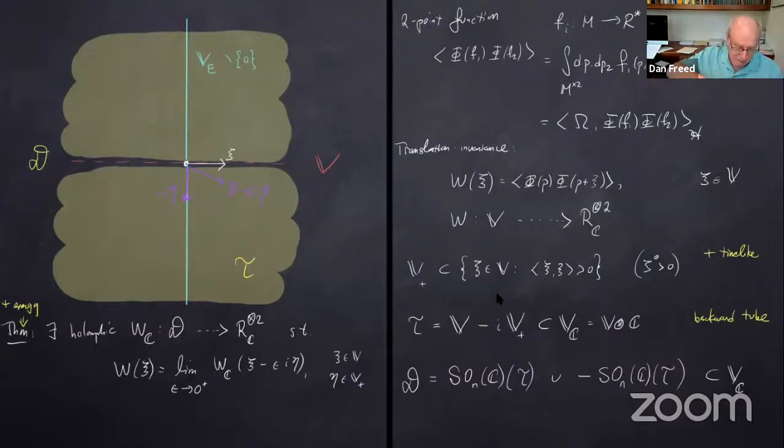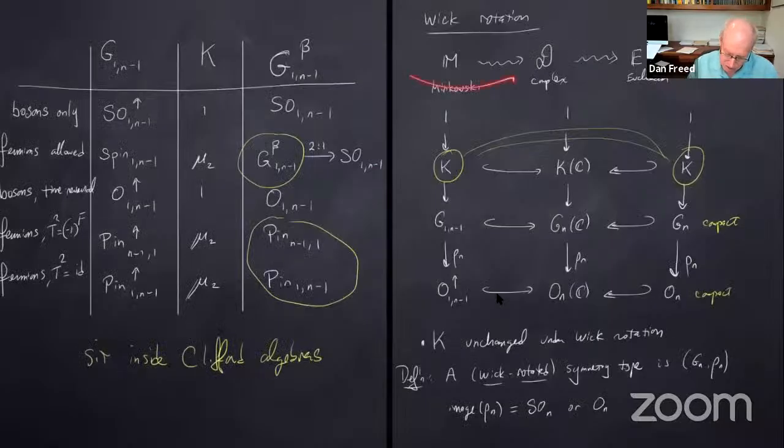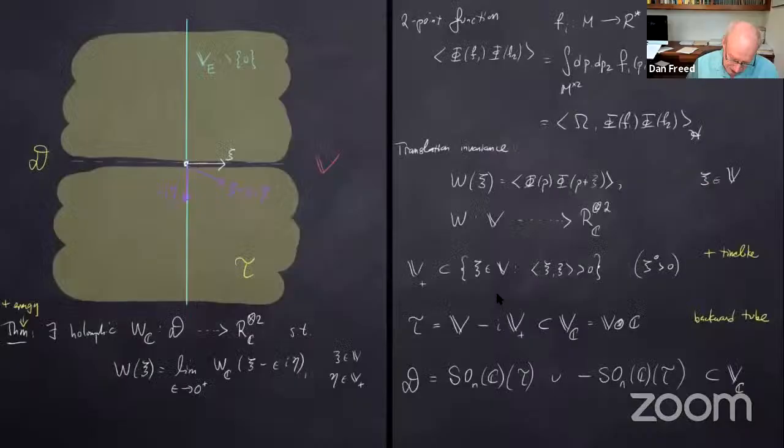That was the first step when I gave you the cartoon of Wick rotation earlier somewhere. Here, I think I gave you this cartoon where we start in Minkowski, we go to the complex domain, that's what we've just done, and now we want to restrict to the Euclidean domain. And how do we restrict to the Euclidean domain? Well, I didn't write all the necessary things over here.